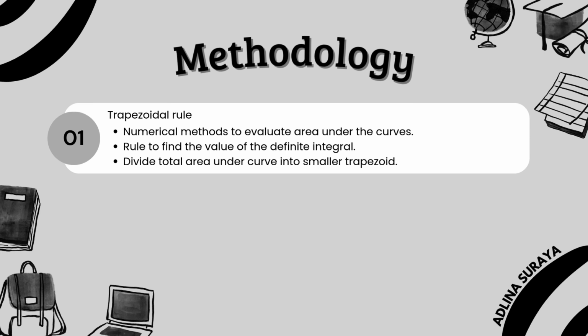To complete this study, we use the trapezoidal rule as our solution to find the area of the shoe sole. The trapezoidal rule is one of the numerical methods used to evaluate the area under a curve. It is a rule to find the value of a definite integral. It is called trapezoidal because we divide the total area under the curve into smaller trapezoids.